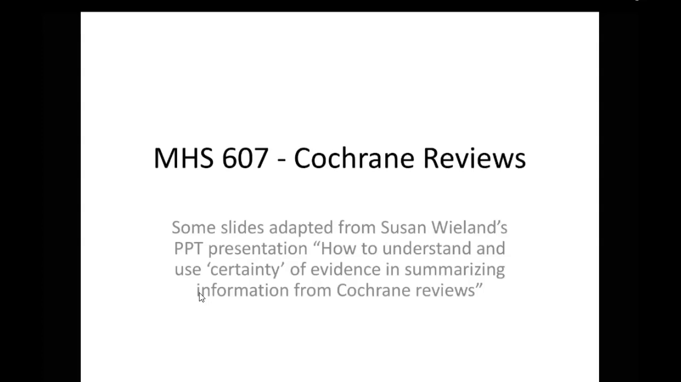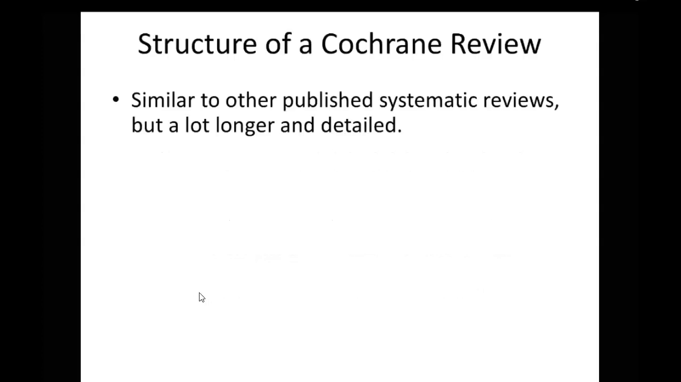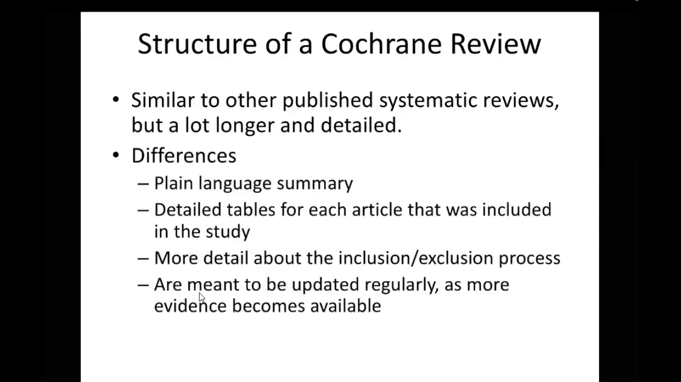So some of the slides in here I've taken from Professor Wieland, who has generously allowed me to use some of her slides. Her presentation is called How to Understand and Use Certainty of Evidence in Summarizing Information from Cochrane Reviews. And I'm going to link to her entire PowerPoint in the supplemental course materials in this module as well, so you can check that out. So the structure of a Cochrane Review is very similar to other published systematic reviews. They just tend to be a lot longer and more detailed.